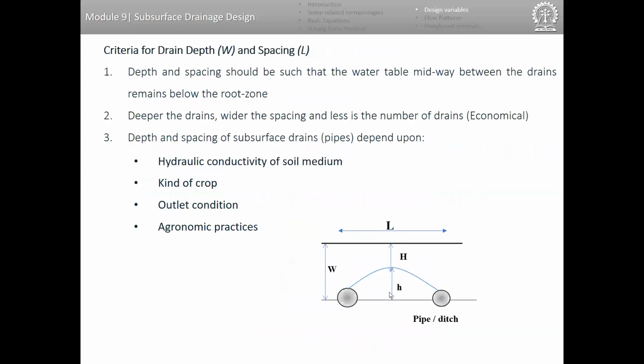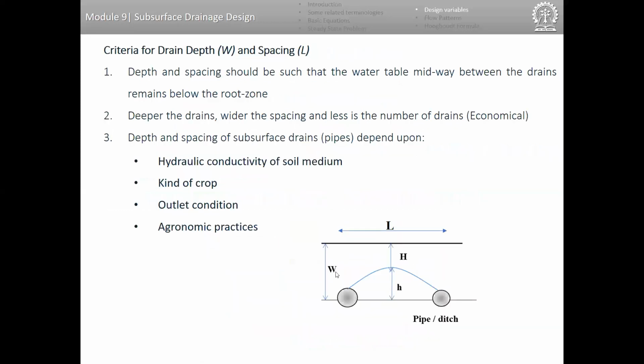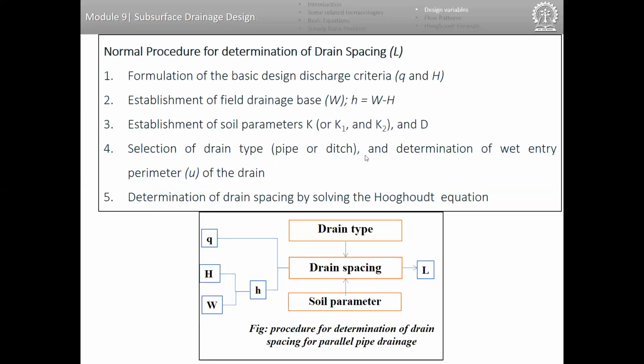So based on W and H, we can calculate the small h, and also of course based on L. With that, now we have the design discharge at H. Then, establishment of soil parameters.